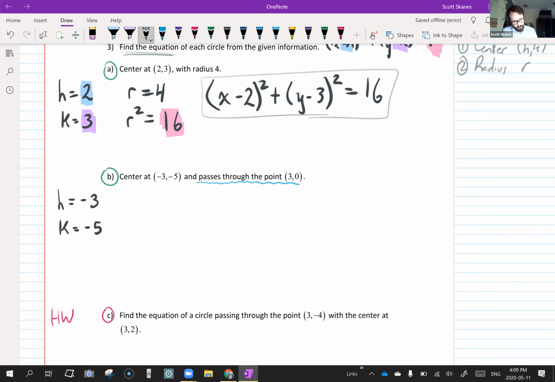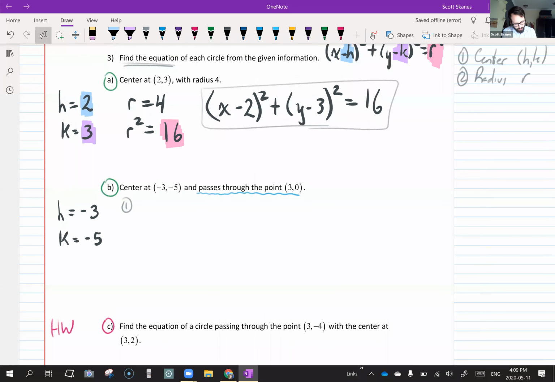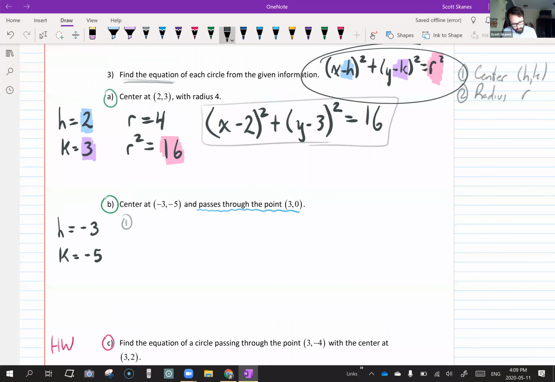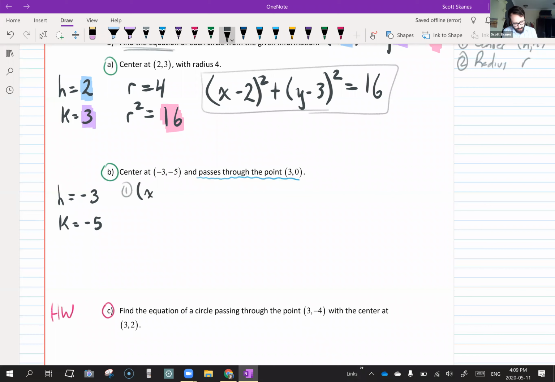So the first thing we're going to do, let's write the equation and just see what we can do with what we have. Well, if I was to write this equation right now, fill in what I have, what do we have? We have (x + 3)² + (y + 5)² = r². Where's r? We don't have it.